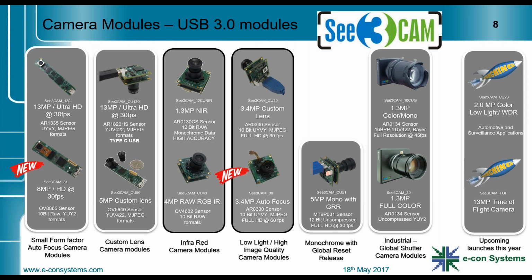For autofocus, we use liquid lens. So with the liquid lens, you can have a wider FOV. Then the monochrome camera CU51. Also, we support global shutter cameras. Then we are coming up with a 2 megapixel camera, C3 CU20, within a couple of months, which can support wide dynamic range. We are also coming up with a camera with a TOF sensor.